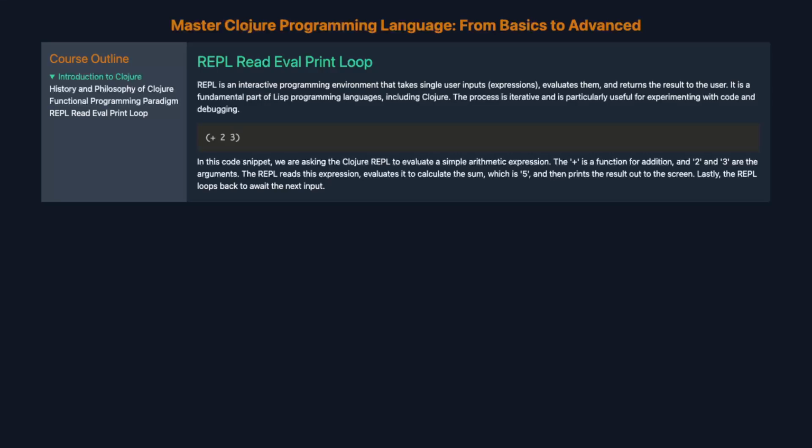In this code snippet, we are asking the Clojure REPL to evaluate a simple arithmetic expression. The plus is a function for addition, and 2 and 3 are the arguments. The REPL reads this expression, evaluates it to calculate the sum, which is 5, and then prints the result out to the screen. Lastly, the REPL loops back to await the next input.